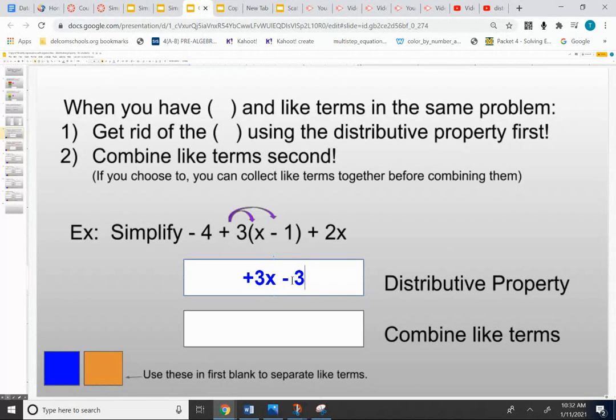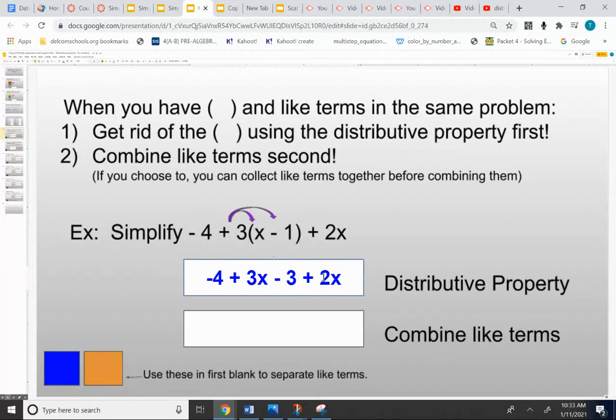Now I need to bring everything down that I didn't touch. See that negative 4 at the beginning? I need to type that in at the very beginning of the problem. That's still there. Try to put little gaps, spaces in between to make it look better. Then at the end, I have that positive 2x. I got to bring that down, so I'm going to type that in at the end. So altogether, I have negative 4 plus 3x minus 3 plus 2x. We just used the distributive property and brought the rest of the problem down.